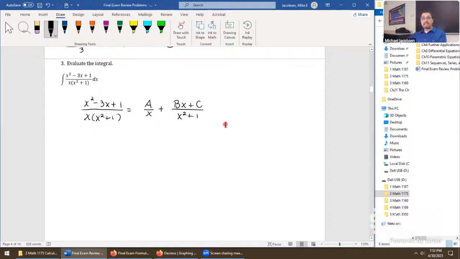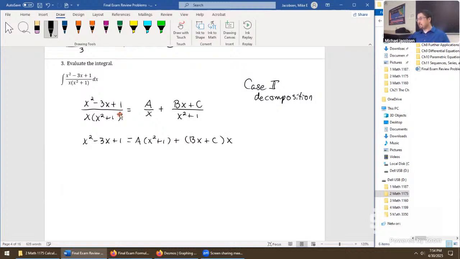And the check on everything you write is the degree of the denominator has to be exactly 1 more than the degree of the numerator, and you're on the right track for this. Well, unless there are repeated factors that can mess up that kind of pattern. So this is a case 3 decomposition. From here, the next step we take is to clear denominators, so x squared minus 3x plus 1 is A times x squared plus 1, plus Bx plus C times x.